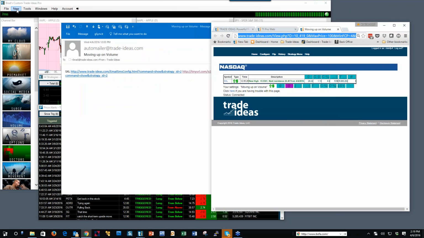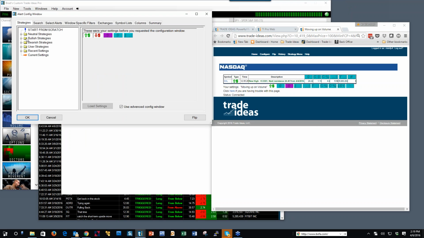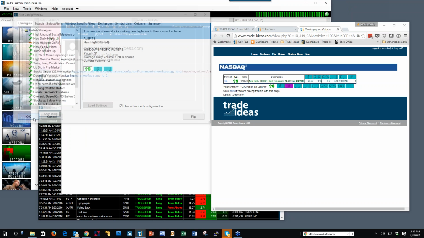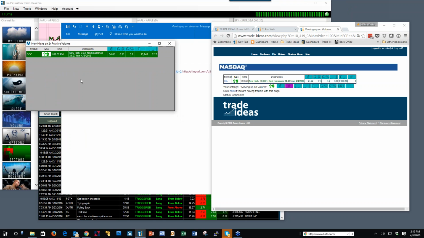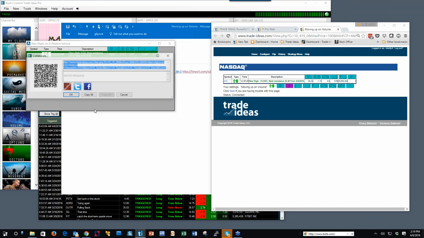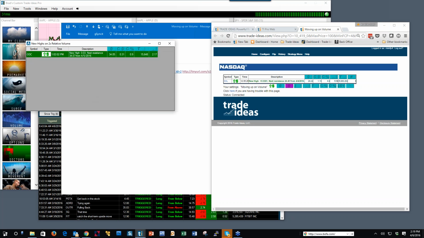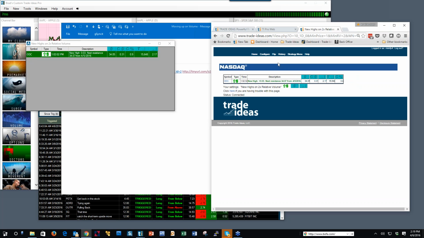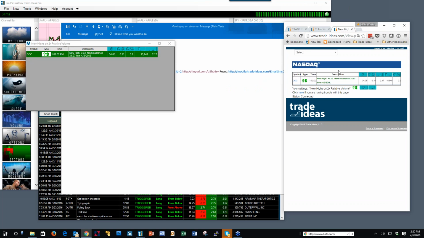Let me show you how that works. I'm going to come over here and create a new alert window. It's going to be a bullish window, and let's just do new highs on 2 times relative volume. So this is a new high on 2 times relative volume, and then I can right click in this window. If I go to collaborate and copy this link right here, I can just paste it right here. Now I have my new high window, the same thing that I have here, running through this web interface, and this is something that you could have running on your phone. Works pretty nicely.